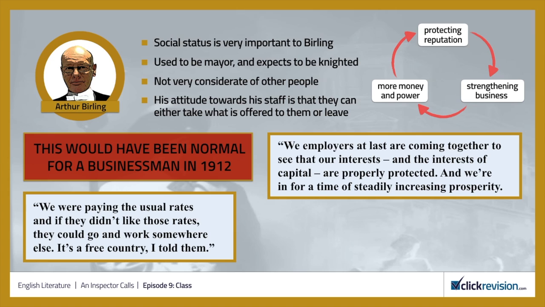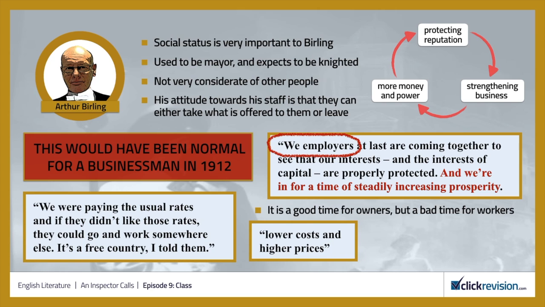When he says we're in for a time of steadily increasing prosperity here, he doesn't mean everyone. He means that we employers at the start of the first sentence. It will be a good time for people who own factories, which means it will continue to be a lovely time for the Burlings and the Crofts of this world, but a fairly rubbish time for all the people who work for him. This is obviously important, because Burling's priorities are to protect his own interests and always make more money. Lower costs and higher prices, as he puts it.